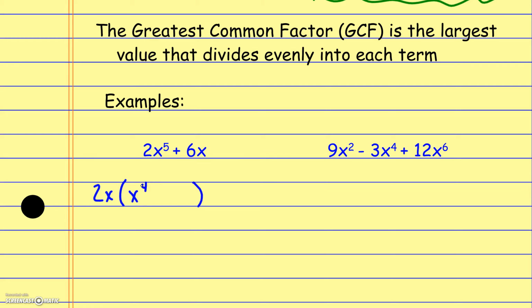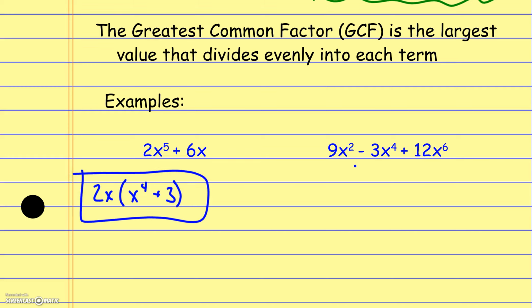Then I do the same thing with the second term. I take the 6x and divide it by the 2x. The 6 divided by 2 is a 3, and the x divided by x is an x to the 0, which is just 1, so I don't need to write that. So I'm just left with this inside my parentheses. This is my factored form when I factor out the greatest common factor.